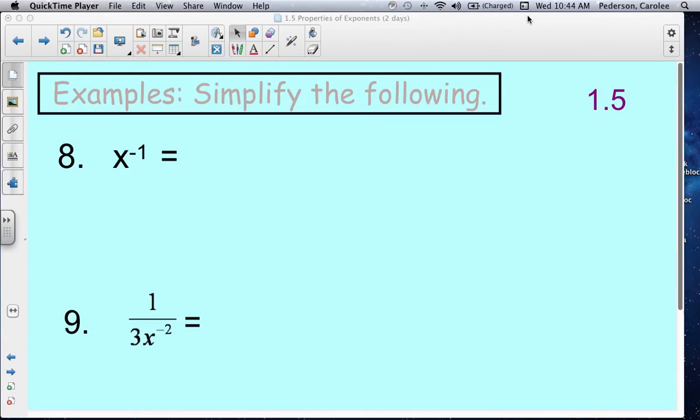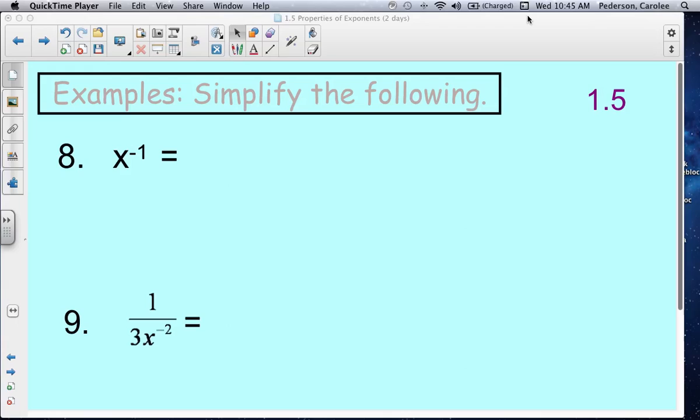This is 1.5, part 2. Continuing with our properties of exponent problems, we're going to simplify this example number 8. Number 8 has an exponent with a base x raised to the negative 1 power.